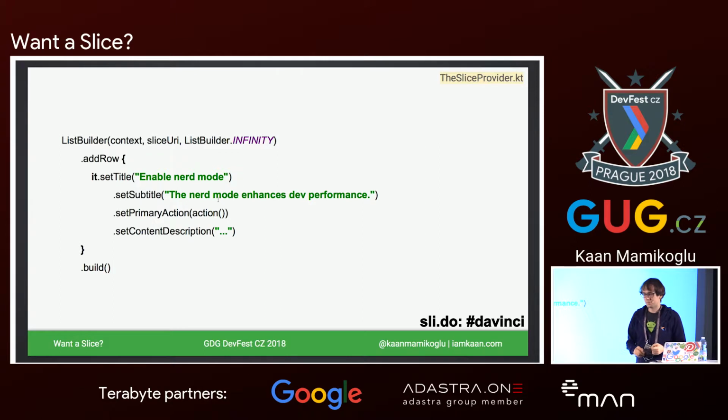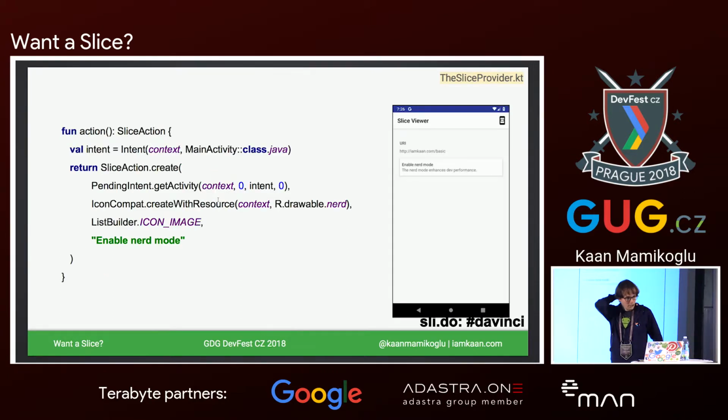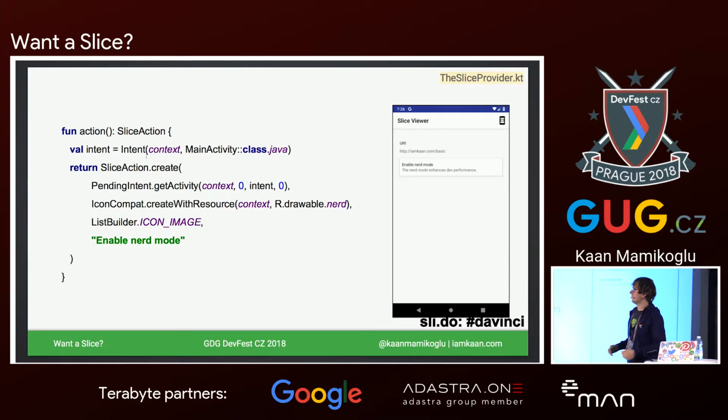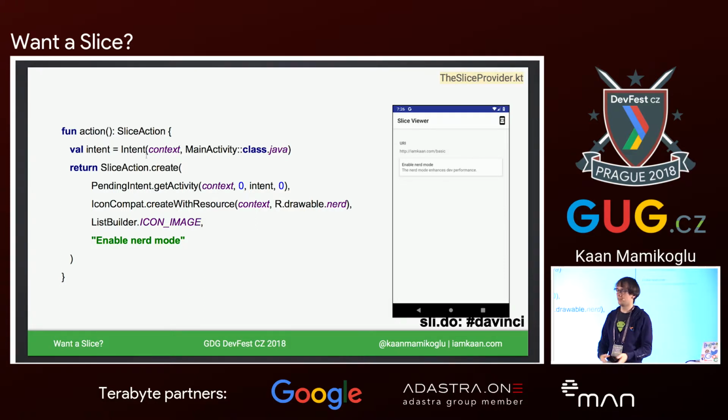OK, so let's then start actually adding actions to the item. I just kept talking about taking users somewhere, but how do we do that? So now we added this line, set primary action here, which calls a method called action. Let's see what that method does. OK, so that method actually returns a slice action. That's, again, another concept in the slices world.